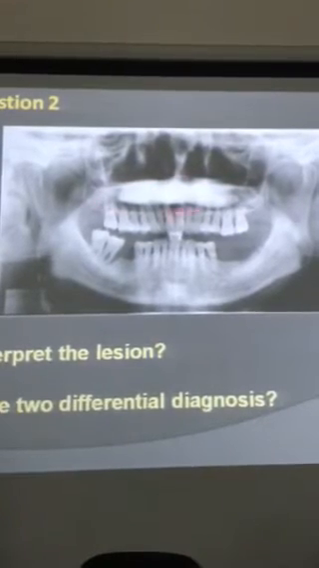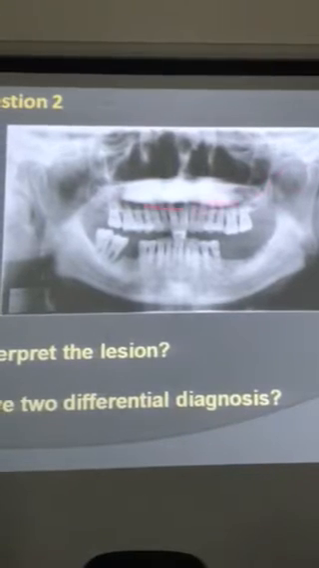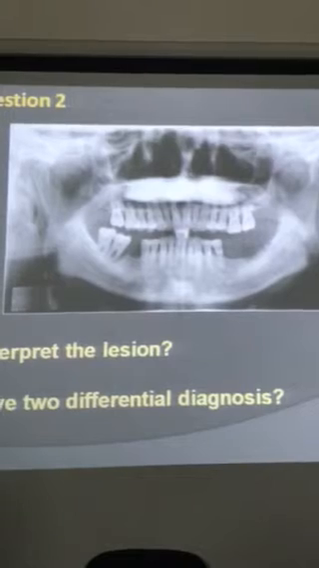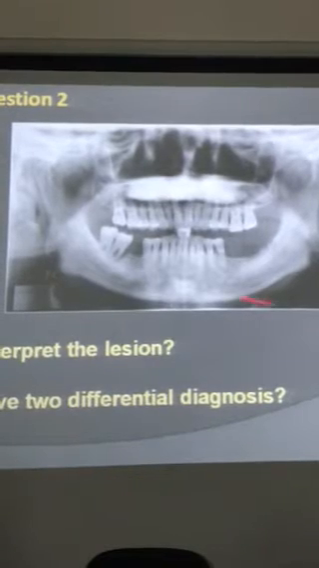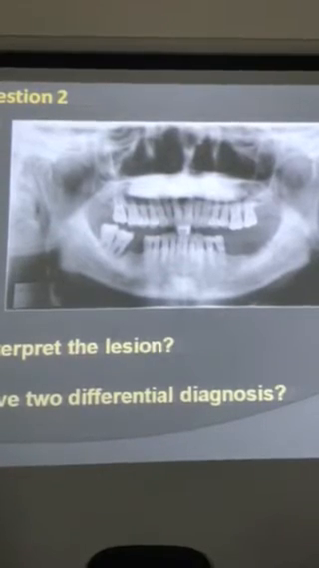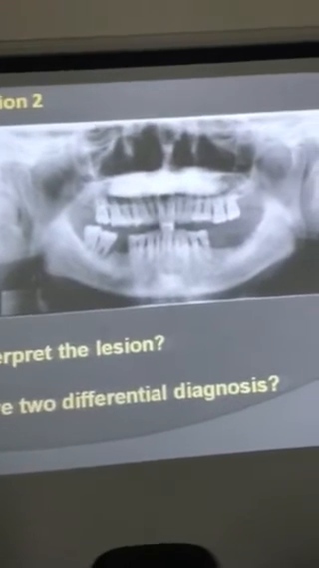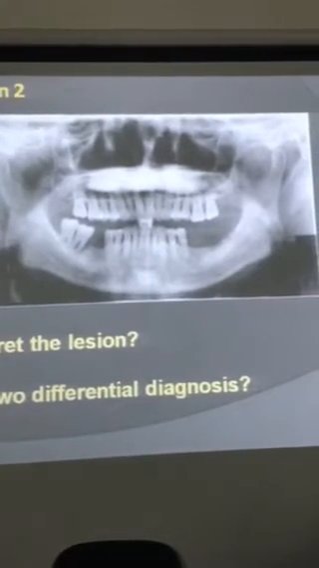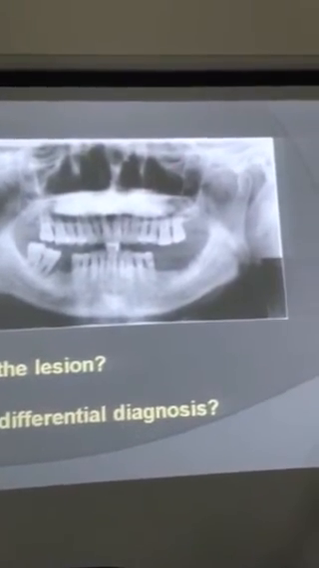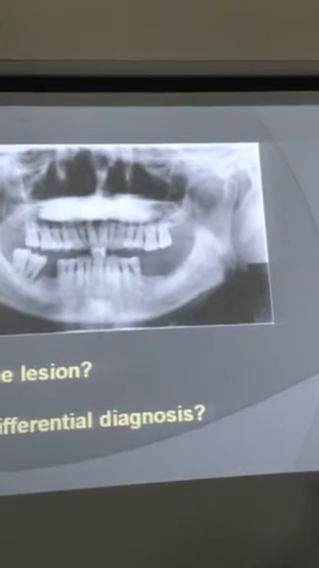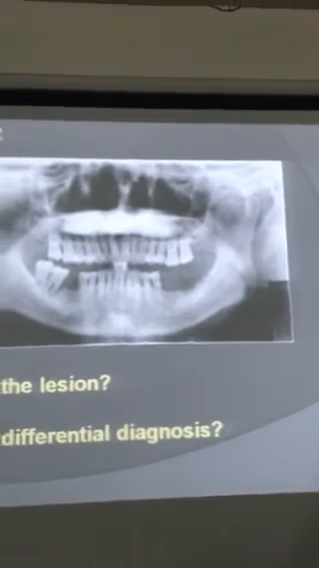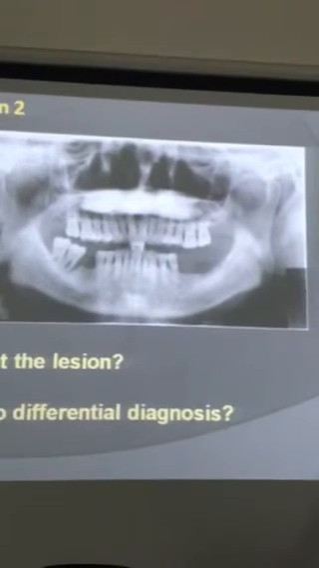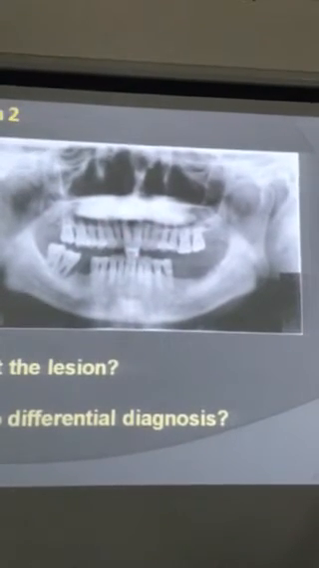Shape. It is cylindrical, like a rod-like shape. Then size. What is the size? 8 into 2 centimeter or 6 into 2 centimeter. Clear? Density. Radiopaque. Margin. Well defined. Effect. No effect. It is superimposed. It's no effect. Okay.